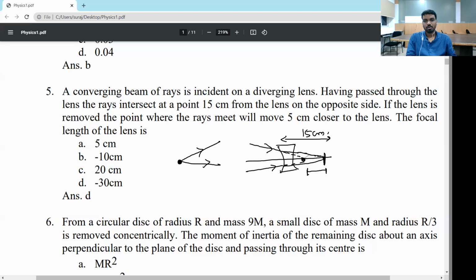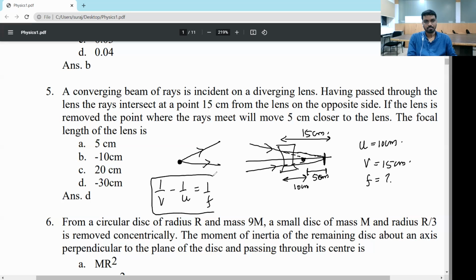That means this is the object distance. The object is somewhere here. And the object is at how much distance? This is given 5 centimeter. So the object is at 10 centimeter. So the object distance is 10 centimeter. The image distance is 15 centimeter. We can find the focal length from 1 by V minus 1 by U is equal to 1 by F. Simple. Clear?